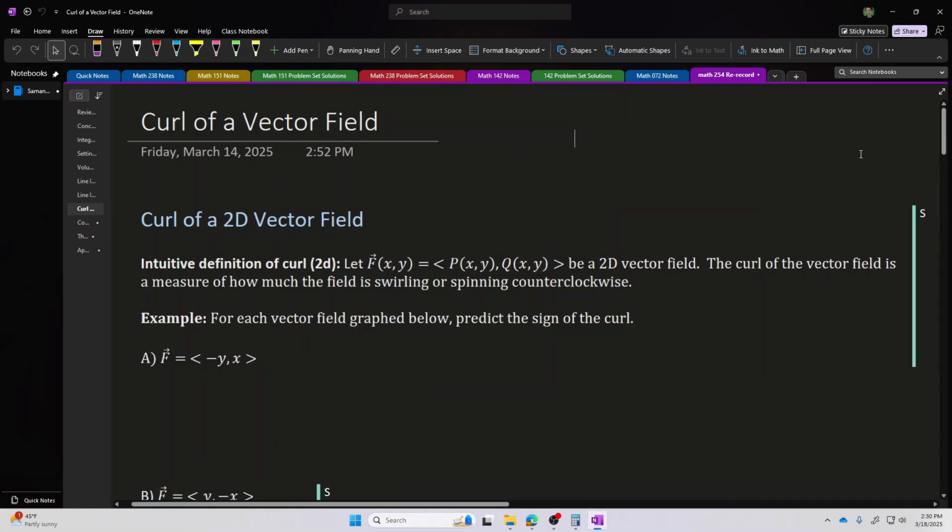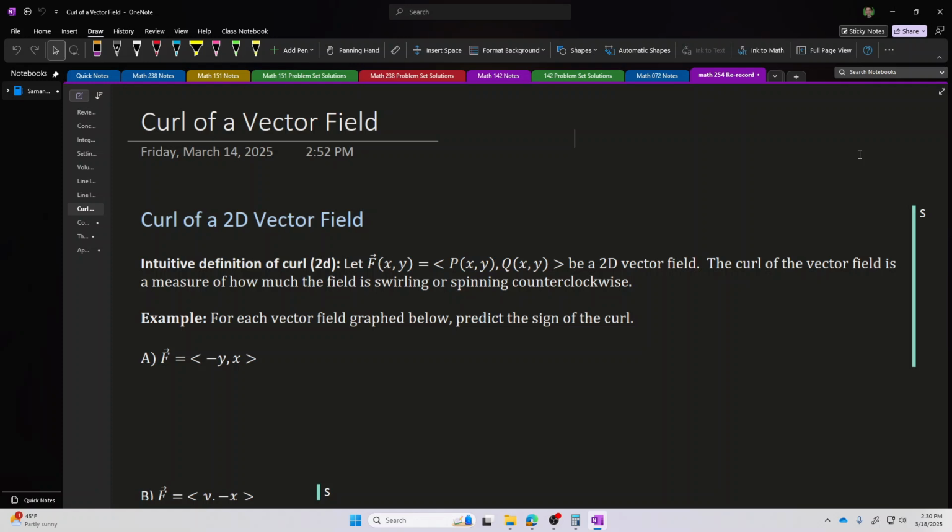In this video, I wanted to talk to you about what's called the curl of a vector field. Roughly speaking, the curl of a vector field is a measure of how much the vectors in the field are spinning or swirling around. Now, the definition of curl is a little bit different depending on whether you're dealing with a two-dimensional vector field or a three-dimensional vector field.